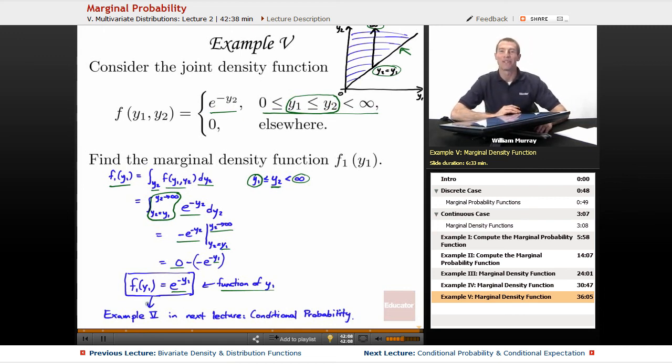So make sure that everything's good with this example, and in the meantime, that wraps up this lecture on marginal probability. As I mentioned at the beginning, marginal probability is really a tool in the service of conditional probability. So you'll see a lot of this stuff used in the next lecture on conditional probability and conditional expectation.